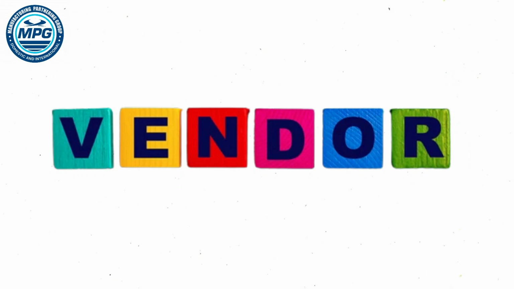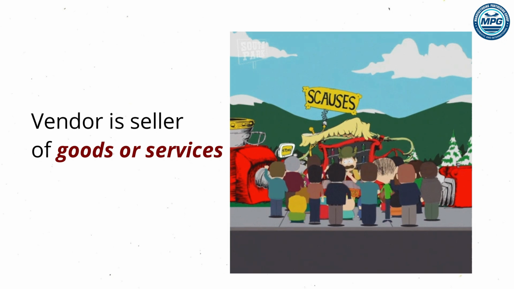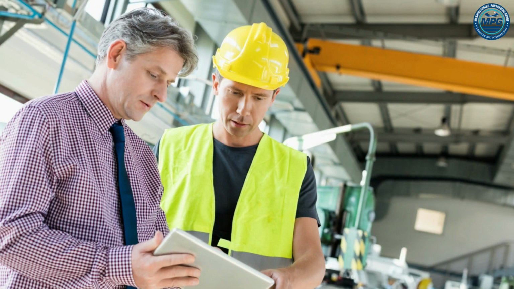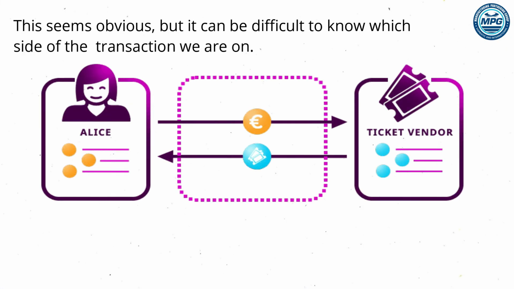We will define and explain vendor according to fundamental accounting principles. The definition of vendor is the seller of goods or services. So when we're talking about the vendor, we're talking about the person who is selling. This seems obvious, but it can be difficult to know which side of the transaction we are on.